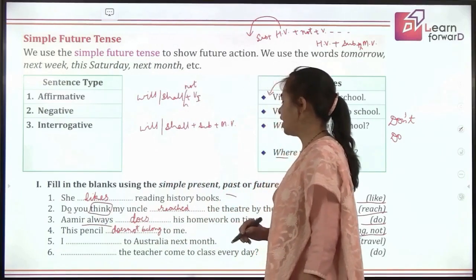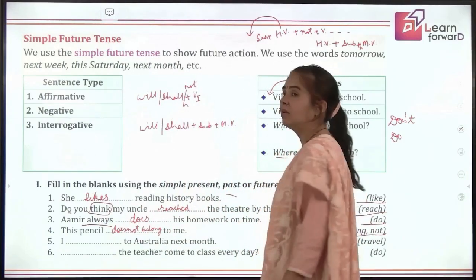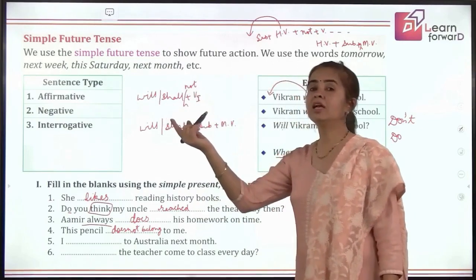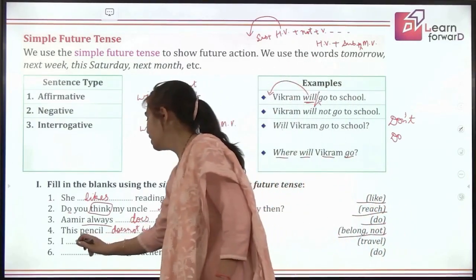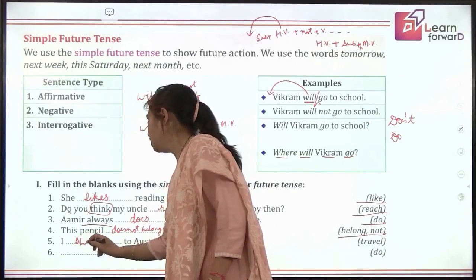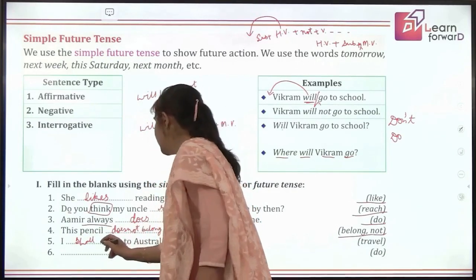Next, I dash to Australia next month. Travel next month. That means you are talking about future tense. Yes, perfect. I shall go. I shall travel.